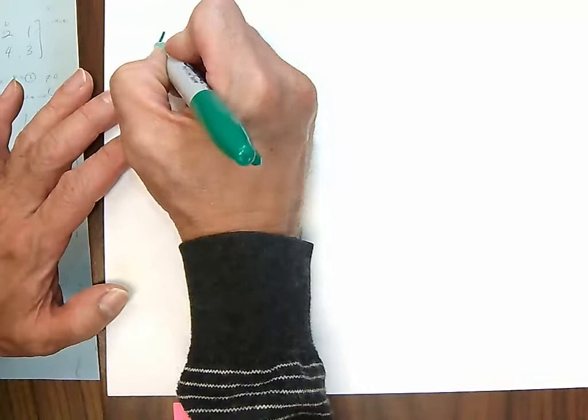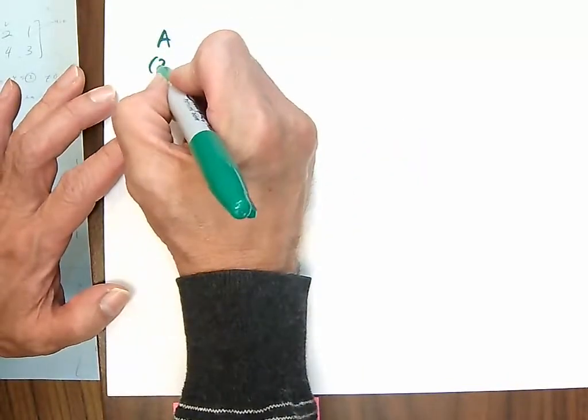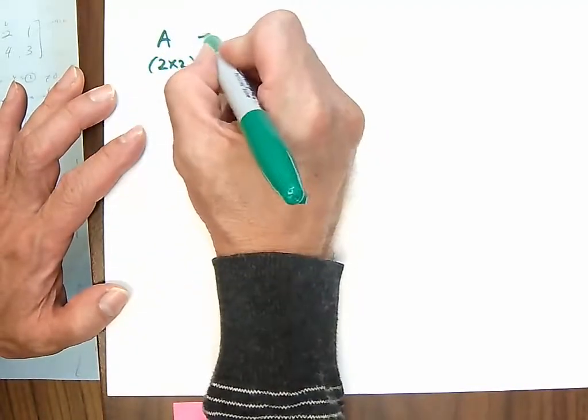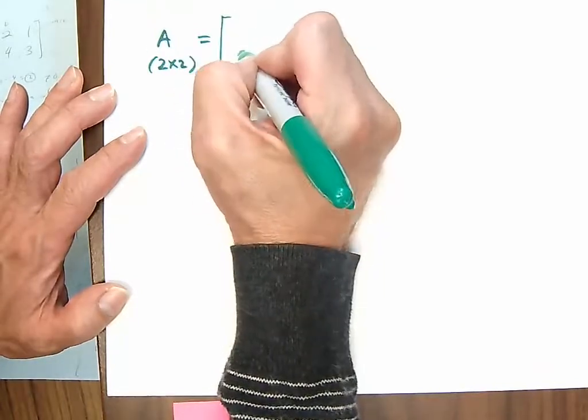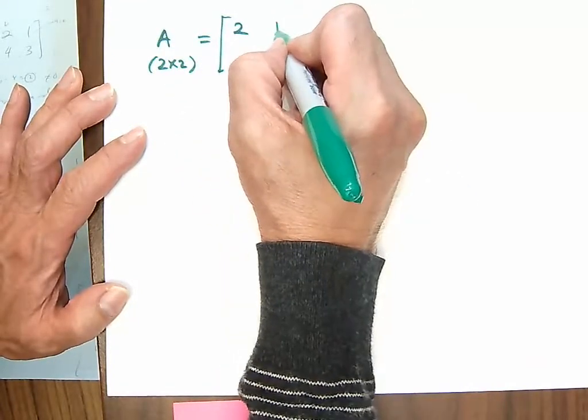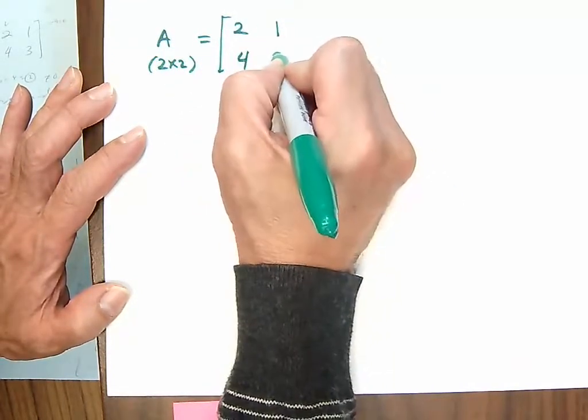In this video, we want to look at how to invert a 2x2 matrix, a square matrix. So let's start with our matrix A, which is 2x2. And let's suppose the elements are 2, 1, 4, and 3.